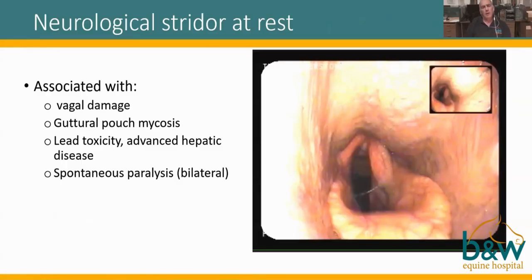We're not going to dwell on this too much, but if a horse is making stridor at rest, it's clearly got something very seriously wrong with it, and it's not necessary to do a dynamic scope to diagnose these. They're most commonly associated with vagal damage, which can be a result of guttural pouch mycosis, or things like lead toxicity and hepatic disease. And we do very occasionally get spontaneous bilateral laryngeal paralysis as a consequence of acute respiratory obstruction. They will try too hard to breathe against a closed glottis, and that can damage the muscles or the nerves irreparably in some cases and cause them to have very severe respiratory noise at rest.